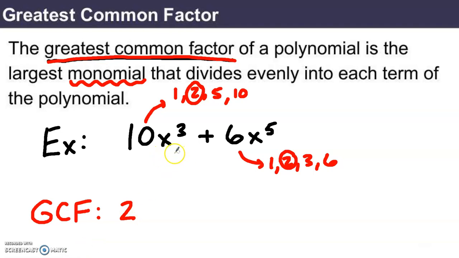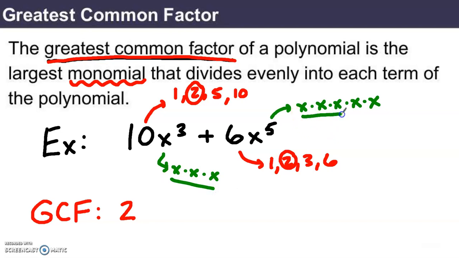Let me think about what x cubed and x to the fifth would look like. X cubed would look like x times x times x if we factored it out. X to the fifth would look like x times x times x times x times x. What's the biggest factor? Or another way to say it is, how many x's could I get out of both terms evenly? I think I could get these 3. So x times x times x is the rest of the greatest common factor, and we call that x cubed. Our greatest common factor is 2x cubed.